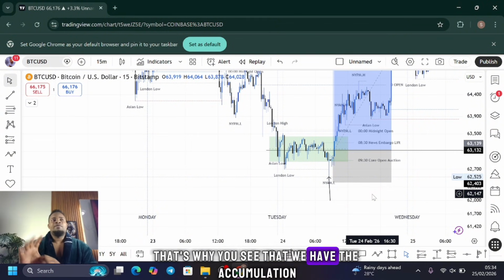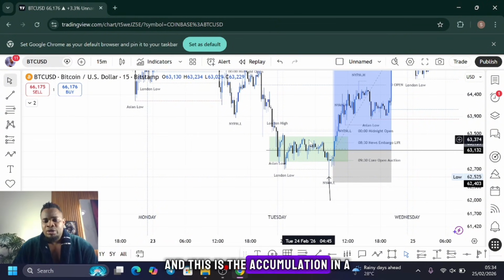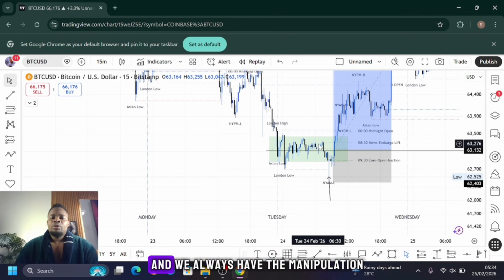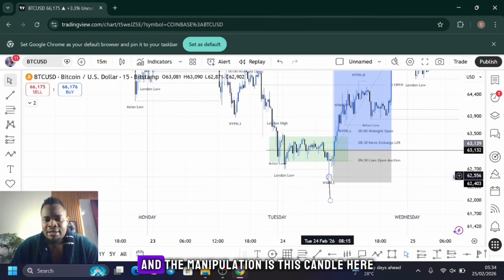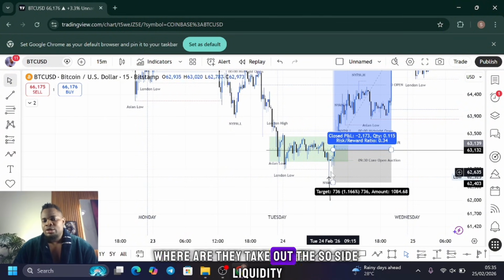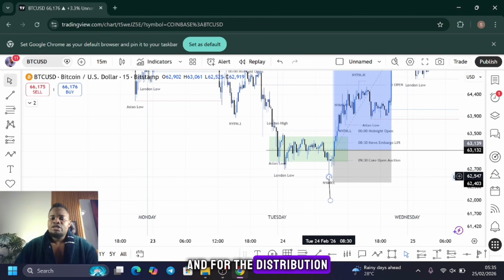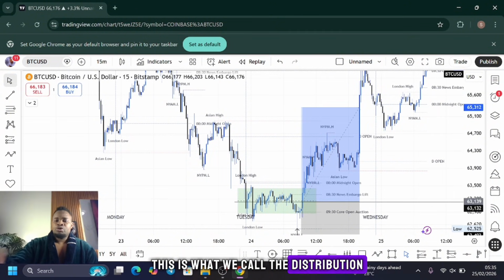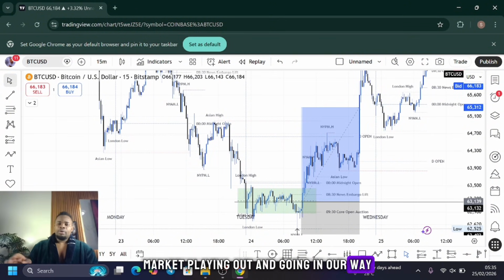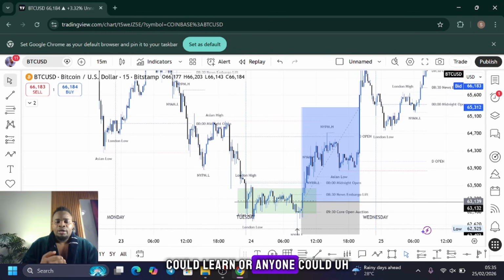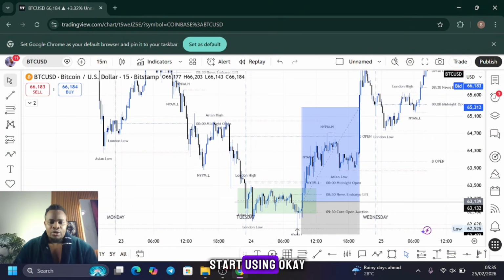That's why we have the accumulation, and this is the accumulation in this green box that I marked. We always have the manipulation, and the manipulation is this candle here where they take out the sell side liquidity, and then we always have the distribution. The distribution is the market playing out and going our way. This is one of the easiest strategies that anyone could learn or start using.